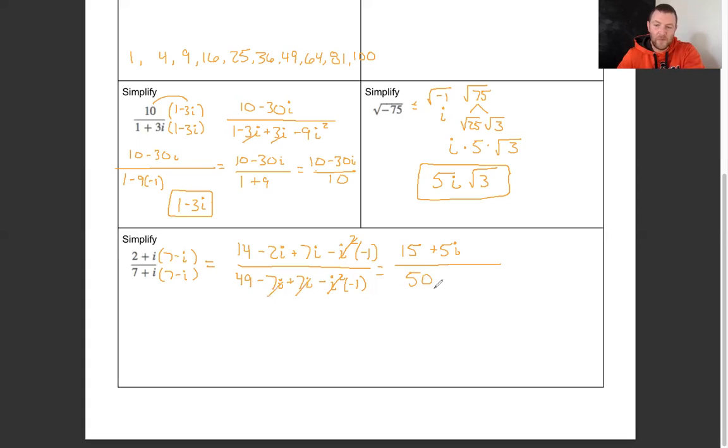So it's just 50. Now, what goes into each one? What goes into 15, 5, and 50? The answer is 5. So I can divide everything by 5. Everything. So 15 divided by 5 is 3. 5 divided by 5 is 1, and you could have just put i over 50 divided by 5 is 10. And that's your answer.